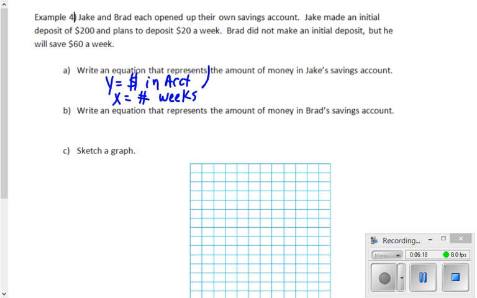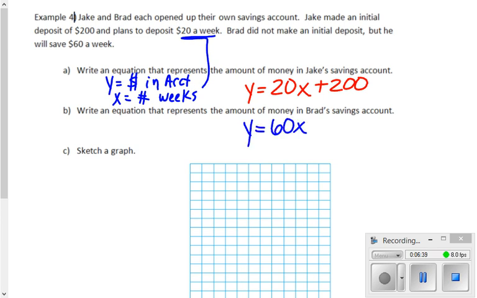Our X value would be written next to our slope. So for Jake's account here, we have Y, his total money. He saves $20 per X, or $20 per week, and he made an additional deposit of $200. For Brad, you would have Y equals 60X, and he did not make any deposit.